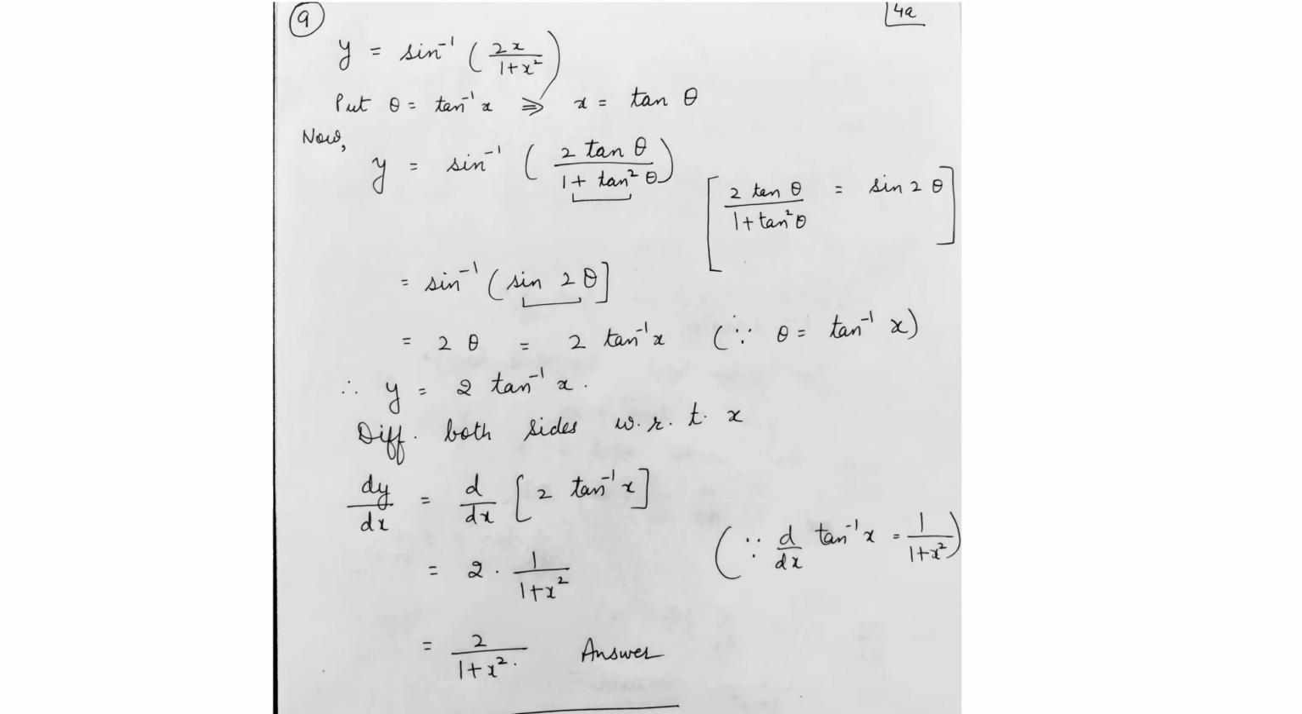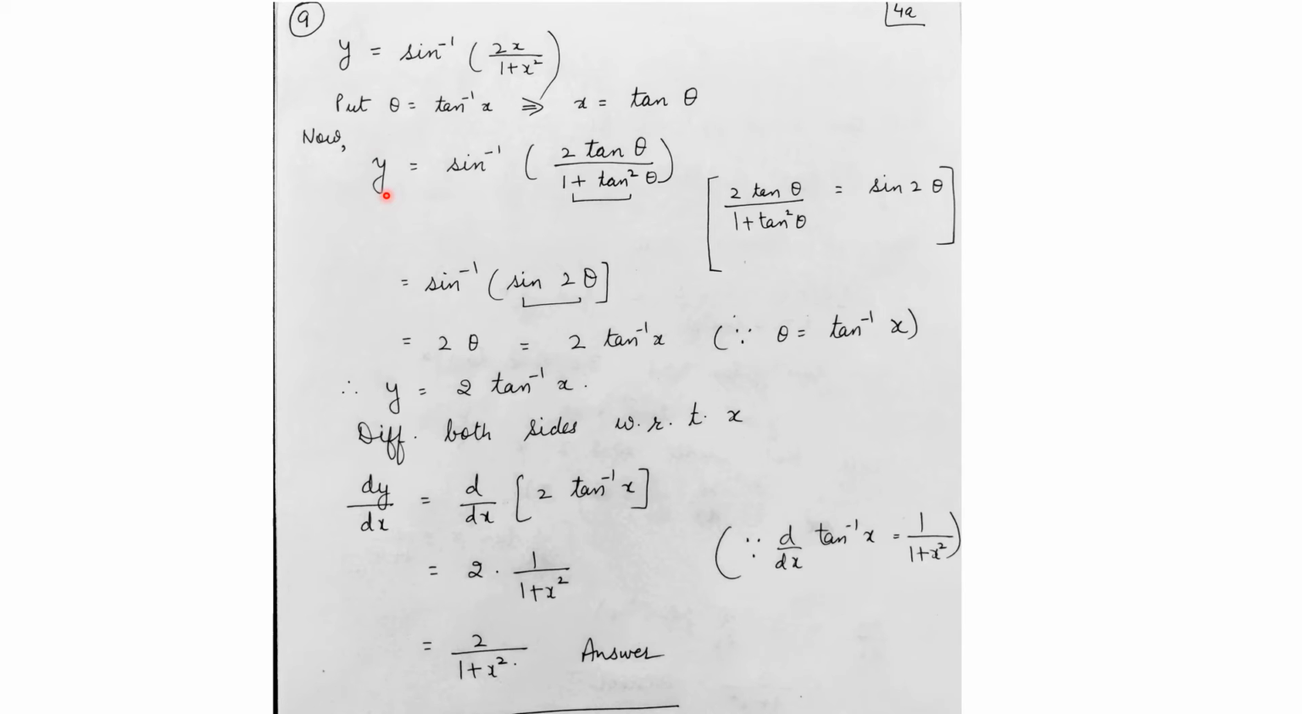Next question. Ninth question. See, now you are having y is equal to sin inverse of 2x upon 1 plus x squared. In this type of questions, first we have to reformulate the question a little, and then only we will be differentiating. See, put theta is equal to tan inverse x. When theta is equal to tan inverse x, this implies x is equal to tan theta. Now you substitute the value of x, which I have taken as tan theta.